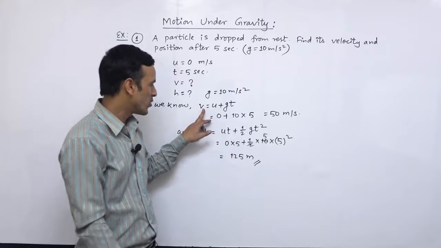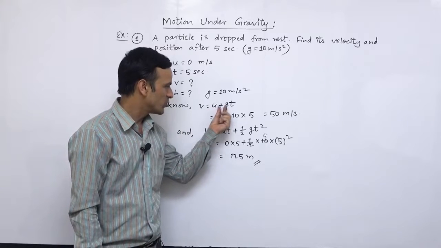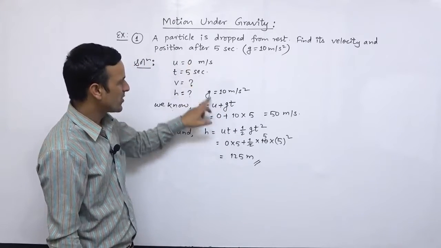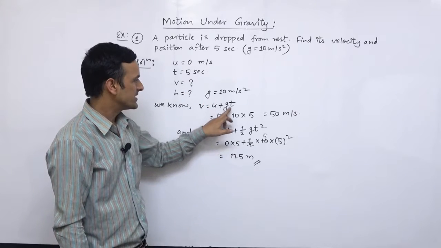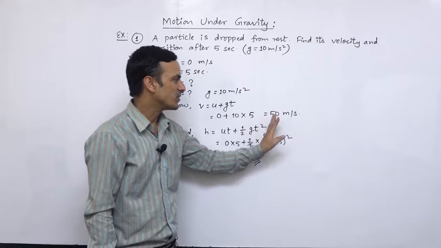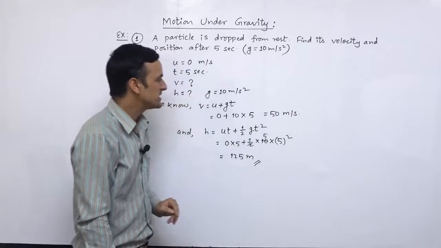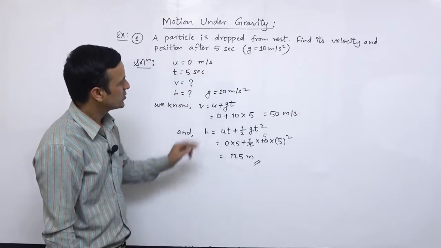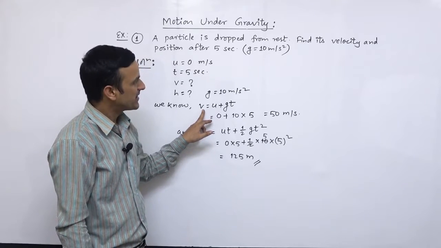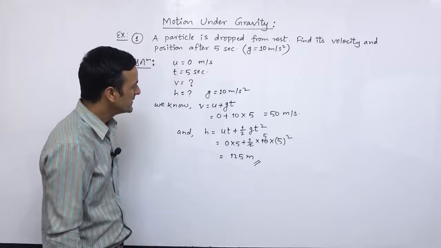So we know that v is equal to u plus gt. And if you substitute the values here, u is 0, g is 10 and t is equal to 5. So after solving we get 10 5s are 50 meter per second. So this will be the final velocity of that particle.